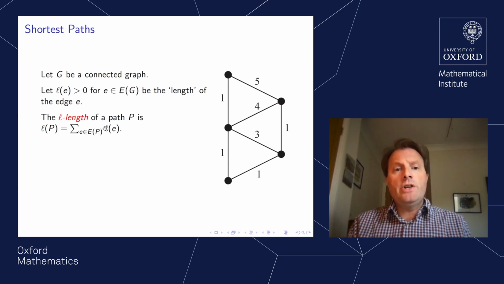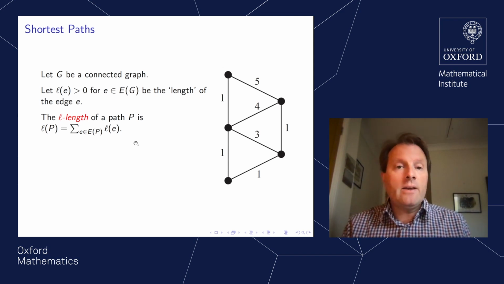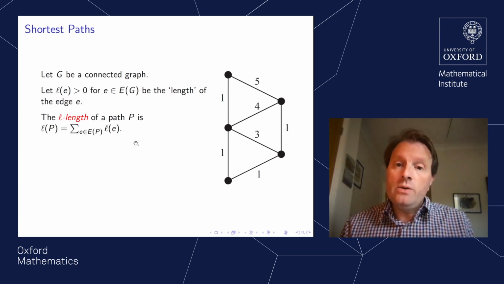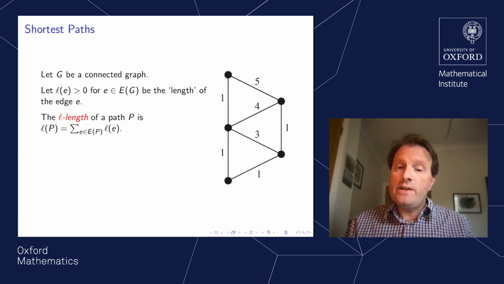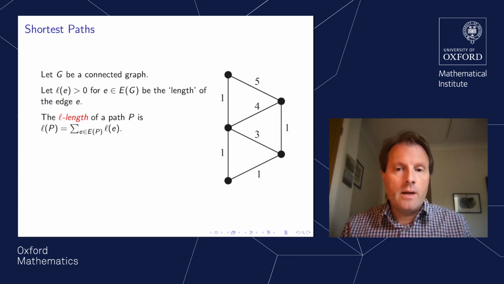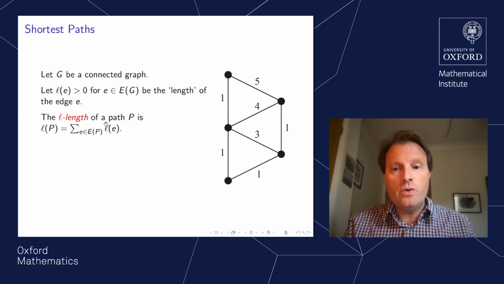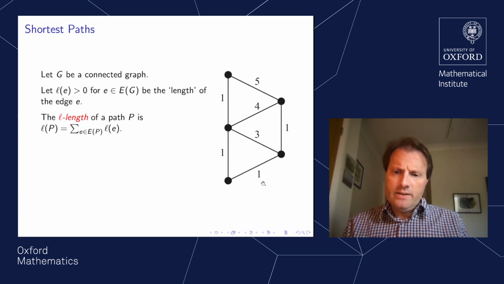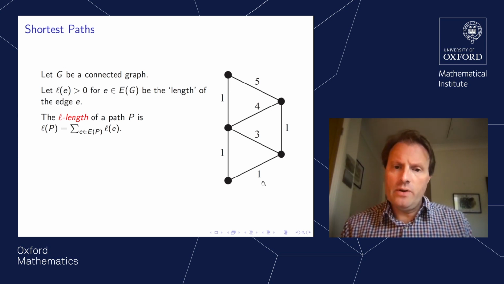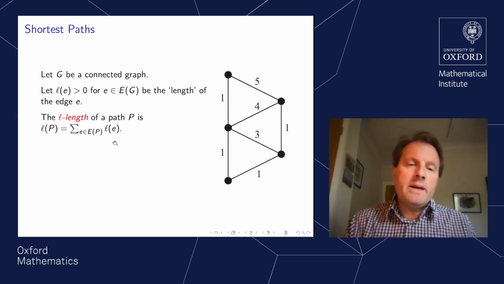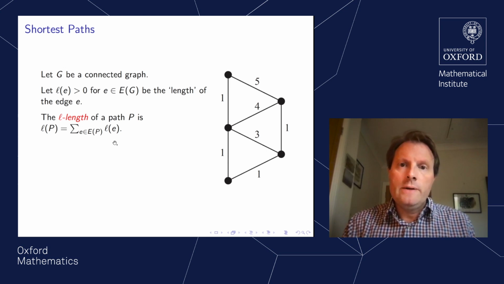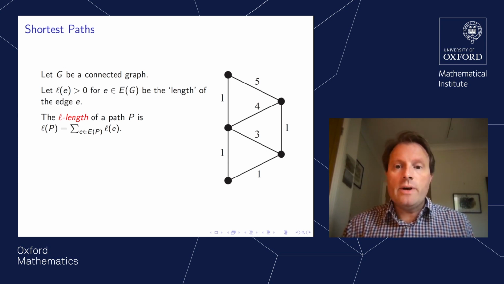We use the terminology L-length rather than length because we've already defined what we mean by the length of a path. It's just the number of edges in that path. But we obviously want to have a notion which takes account of this function L, which assigns to each edge a positive real number. So that's why we talk about L-length. But because L-length is a bit of a mouthful, in today's lecture, whenever I say length, I mean L-length.